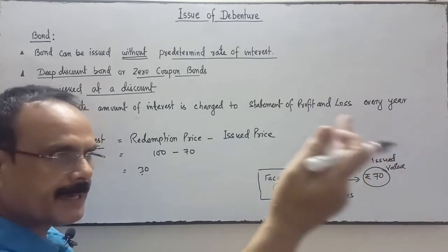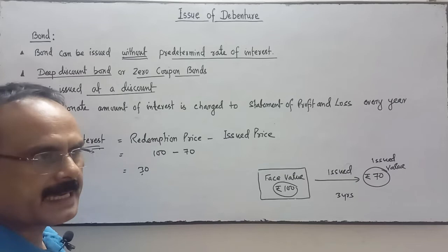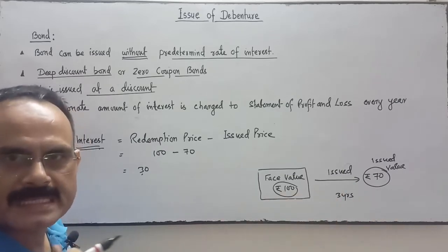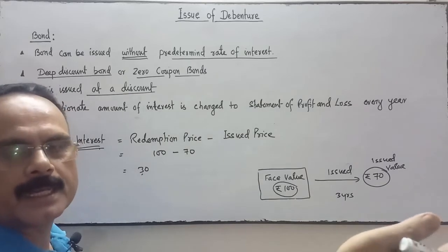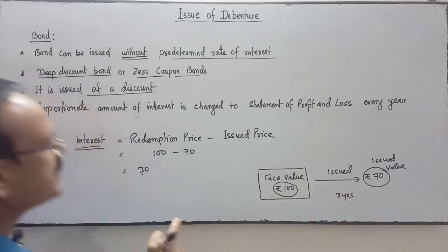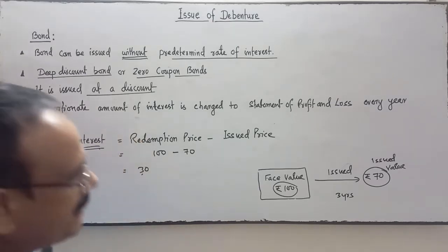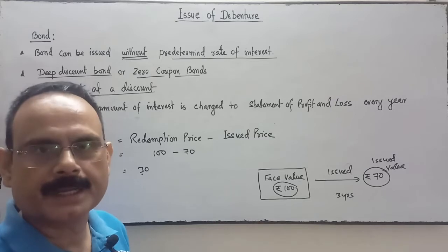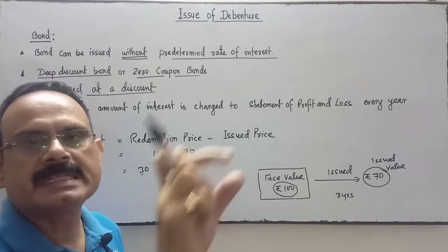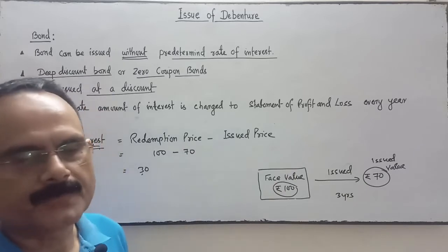The bond holder has given the company, or you can say the company has taken from the bond holder, rupees 70, but after 3 years the company will pay the bond holder 100 rupees. So this difference indicates the interest. So a proportionate amount of interest every year will be debited to the statement of profit and loss account, because it's a financial charge.